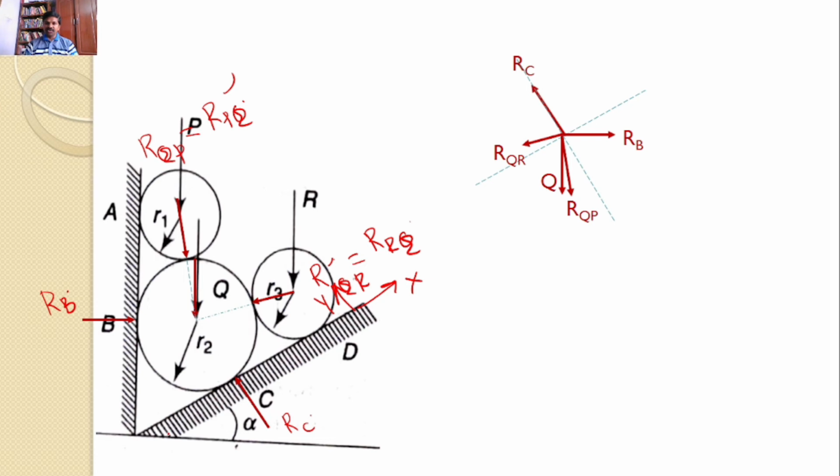All the forces are transferred. Now RC is perpendicular to the trough, hence this is like this. And RB is horizontal, Q is vertical, and RQP and RQR forces are also indicated. Clearly, we know this Q makes an angle alpha with this y-axis. Q makes an angle alpha with the y-axis. And RB is horizontal. Hence, RB makes an angle alpha with the x-axis.